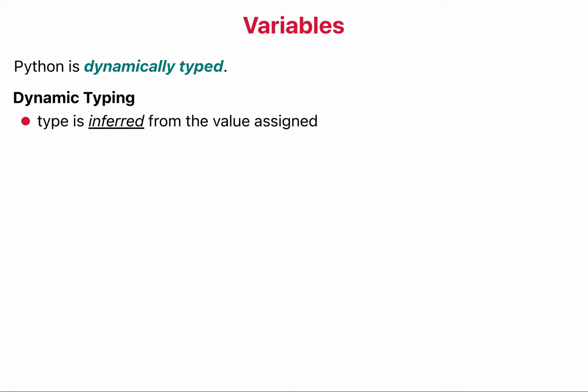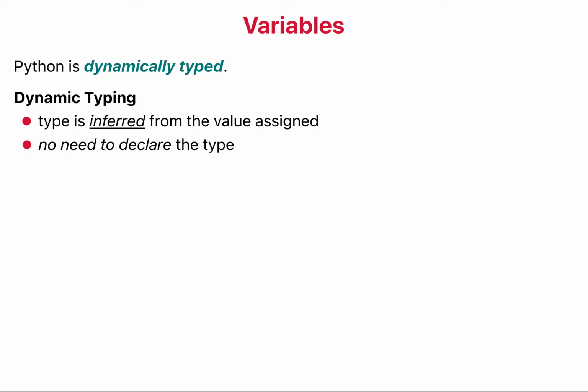This brings us to dynamic typing. Python is a dynamically typed programming language, which means that the type is inferred from the value you assign to it. And you don't have to declare the type of a variable when you create it. In Python, variables are not bound to a specific data type. Instead, variables can hold any type of data by just reassigning a variable to another data type. Let's see this with an example.